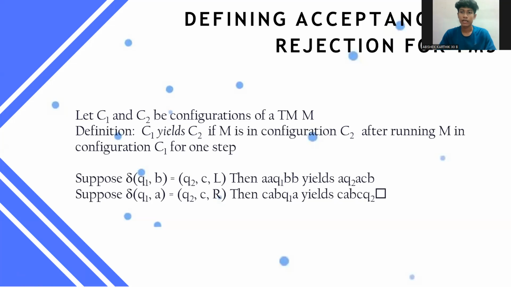Now, let's see defining acceptance and rejection for Turing machines. Let C1 and C2 be configurations of a Turing machine M. Definition: C1 yields C2 if M is in configuration C2 after running M in configuration C1 for one step. Let me explain this. Suppose we have the transition function delta(Q1, B) gives (Q2, C, L). This means that let us say we have AA Q1 BB, where the pointer head is pointing to this B in the Turing machine.